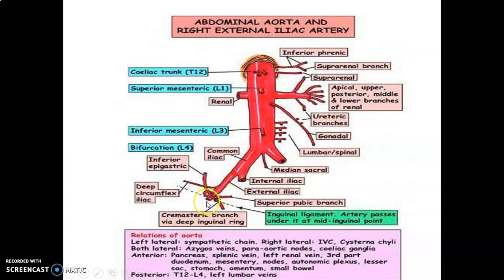So bifurcation of the aorta occurs at L4. Celiac trunk is given at T12, superior mesenteric at L1, inferior mesenteric at L3. What are the relations of the aorta?